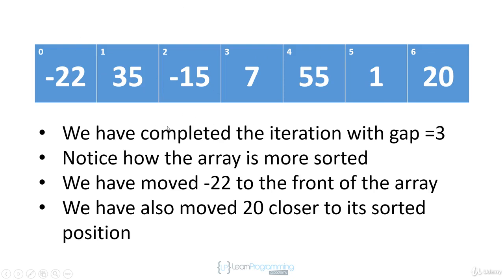But in this sort of pre-sorting phase, when we're using a gap of 3, minus 22 was moved very quickly down to the front of the array. We've also moved 20 closer to its sorted position. 20 started at the front of the array, and now it's only 2 positions away from where it usually ends up in the sorted array. So you can see how doing this preliminary work before we get to insertion sort will cut down on how much shifting we have to do.